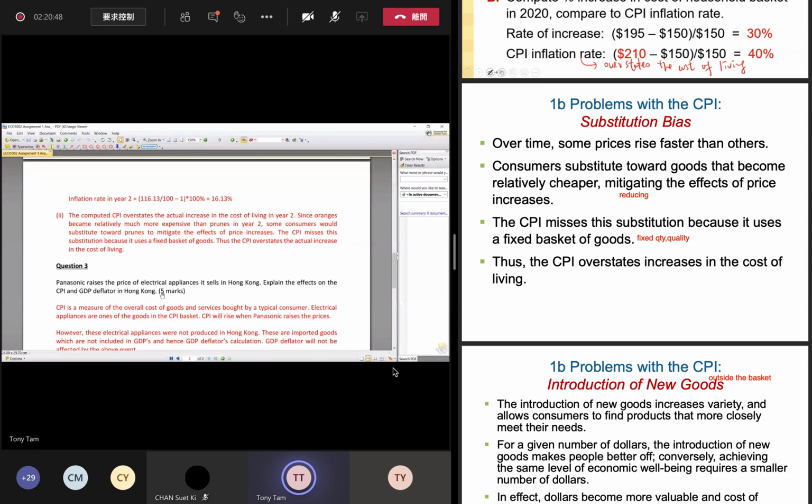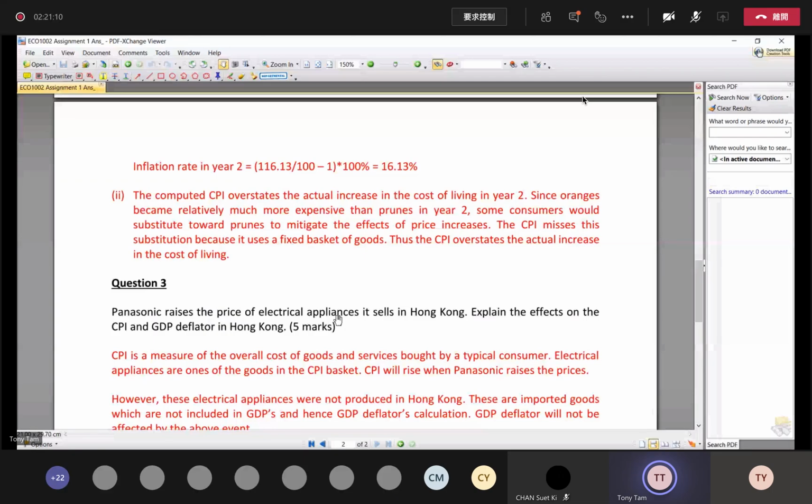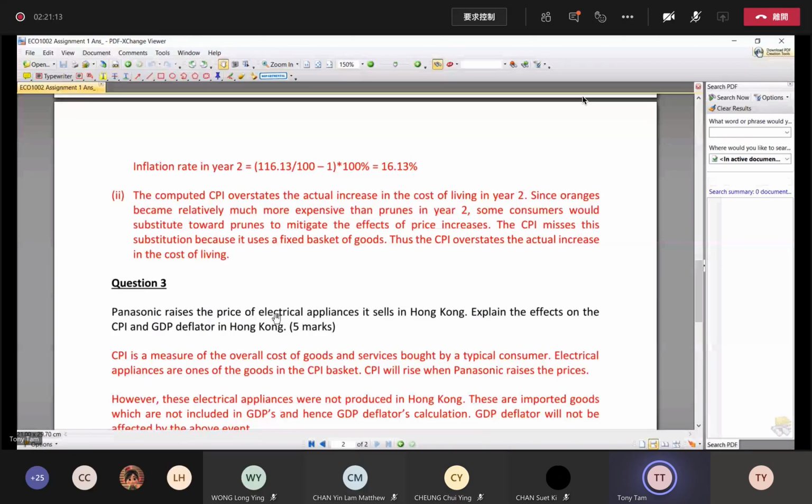Then number 3, that will be a comparison between CPI and GDP data. Now, Panasonic, you know what's meant by Panasonic, right? That would be a Japanese good. And what's meant by electrical appliances? Electrical appliances, that would be household electrical goods. So what's meant by that? Raise the price of electrical appliances. Explain the effects on the CPI and the GDP data in Hong Kong.